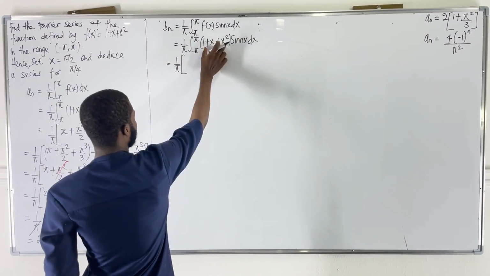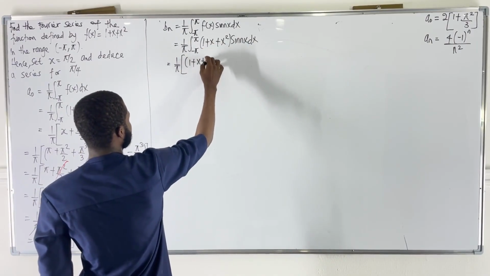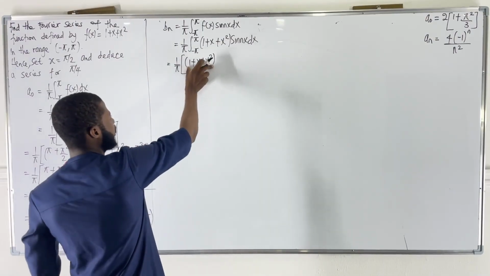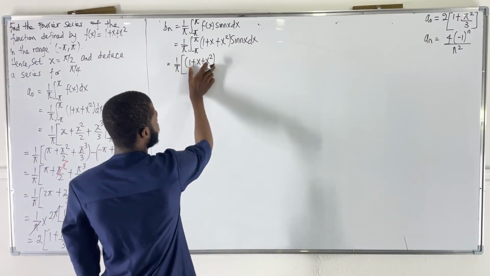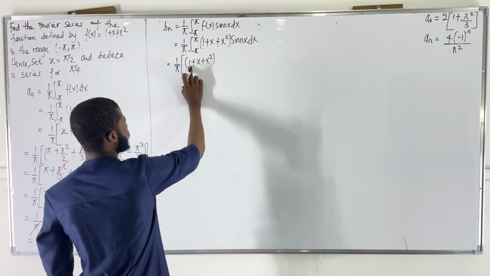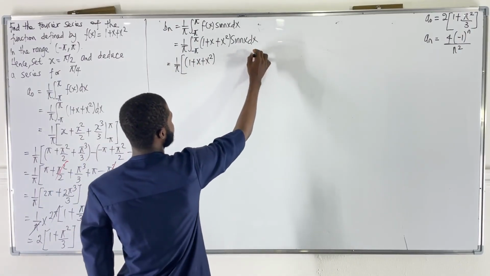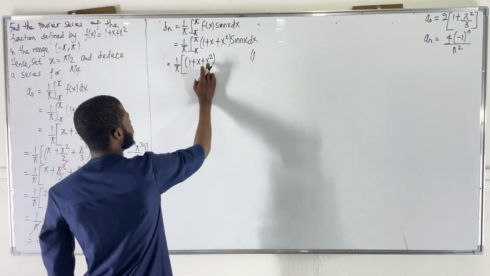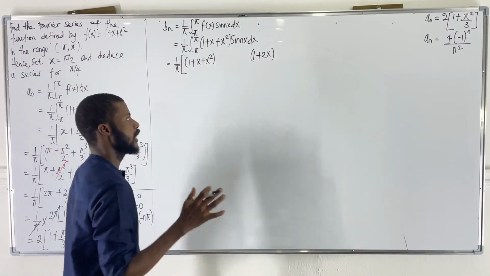Now this expression, I'm going to write it. So this is 1 plus x squared. And I'm going to start differentiating this until I get 0. So I'm going to differentiate this. And when I do so, when you differentiate 1, you will get 0. When you differentiate x, you will get 1. So this is 1. When you differentiate x squared, you will get 2x. That's what I'm going to get.